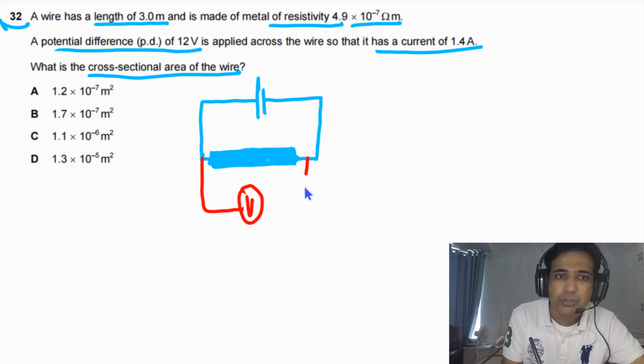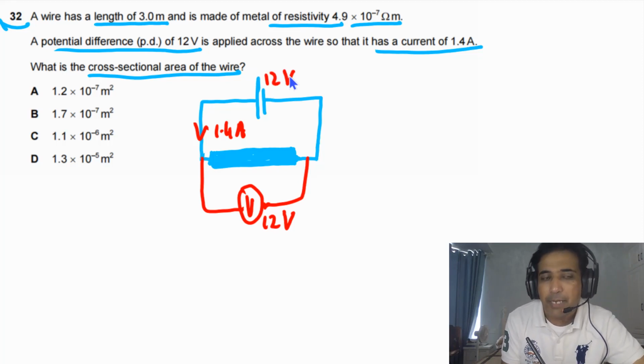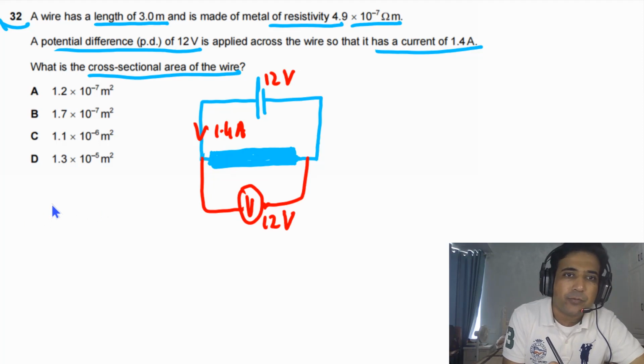If we connect a voltmeter across this, the reading on this voltmeter will be equal to 12 volts, and the current passing through this wire is 1.4 amps. So this information is given to us. We can say this is a 12 volts battery. We need to find the value of cross-sectional area of this. So simply first of all, we can find the value of resistance.